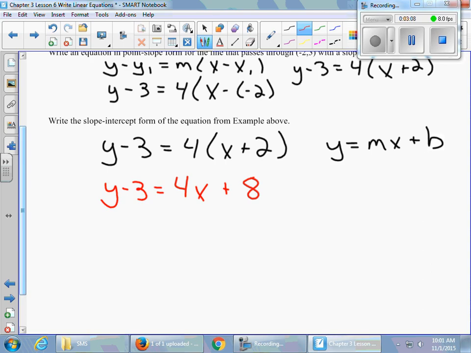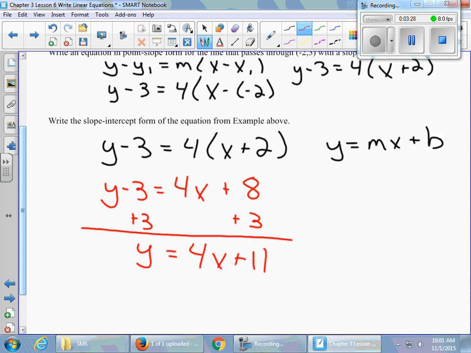Now what do we need to do? We need to get y by itself now. How do we get y by itself? Look on the side that's y. We have a minus 3. Do the opposite to move it. Add 3 to both sides. We have y. The 3's will cancel out. Give us our 4x plus 11. And there we have our slope intercept form now.